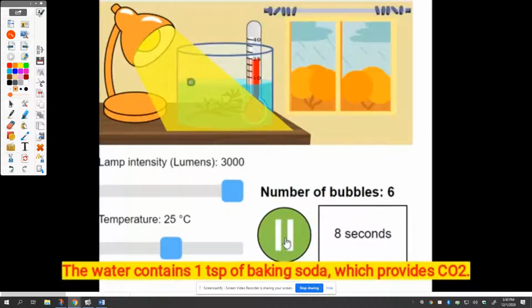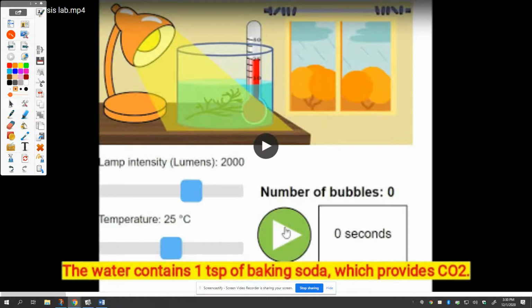So our independent variable is the thing that we are changing. We are changing the light intensity. The dependent variable, what are we measuring for our results? We're measuring the rate of photosynthesis, but to do that, we are measuring the amount of oxygen produced, or in this case, the number of bubbles produced.